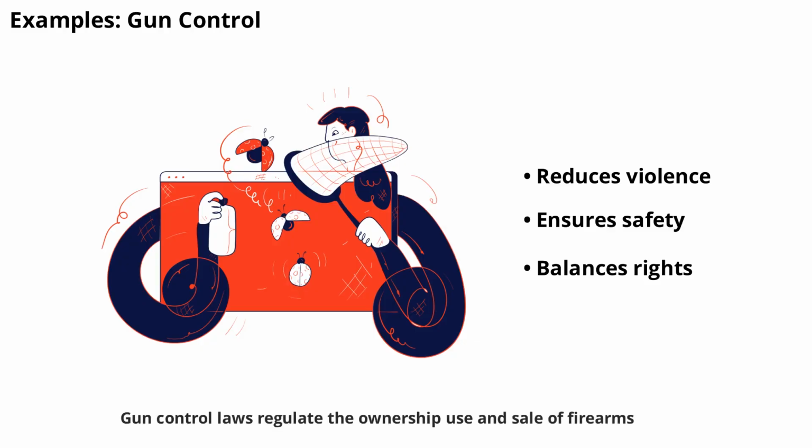Gun control laws regulate the ownership, use, and sale of firearms. These rules aim to reduce gun violence and ensure public safety. By enforcing gun control laws, governments balance individual rights with the need to protect communities.